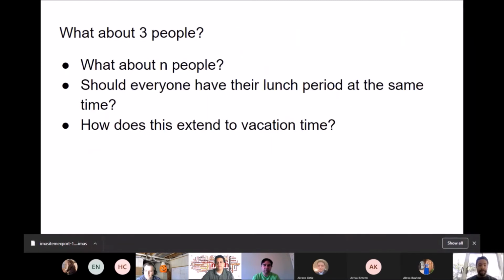Of course, we as mathematicians can go as crazy as we want about it. That was just with 2 people. What happens if we have 3 people, or N people, and should everyone have their lunch period at the same time? And in general, when we're talking about breaks, is this the case if you're working over the year on a big project, and some people want to take their vacation and weeks off? How does this apply to that?